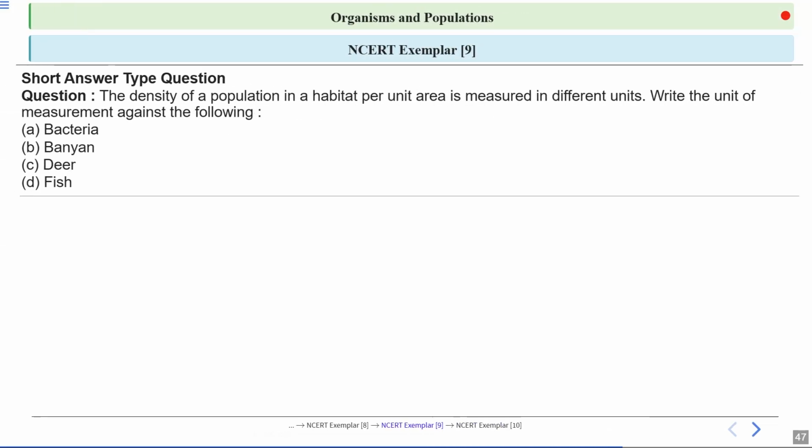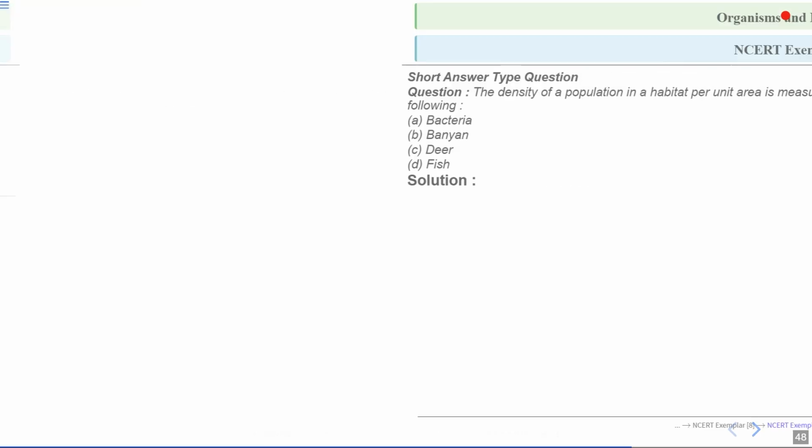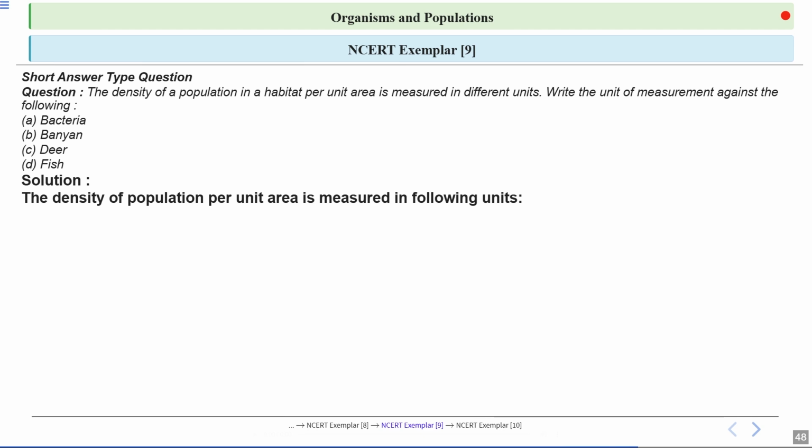The next question, density of a population in a habitat per unit area is measured in different units. Write the unit of measurement against the following. So you have four options: A, bacteria; B, banyan; C, deer; and D, fish. So what will be the answer for this question? Now, the density of a population per unit area can be measured in different ways depending on the organism.